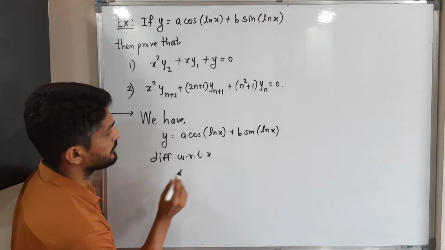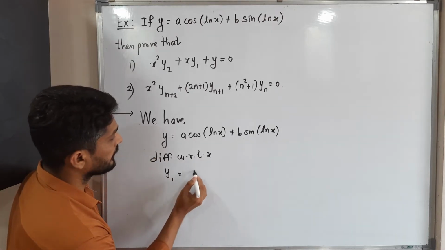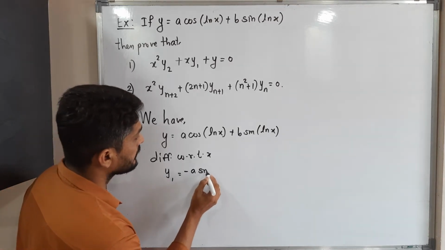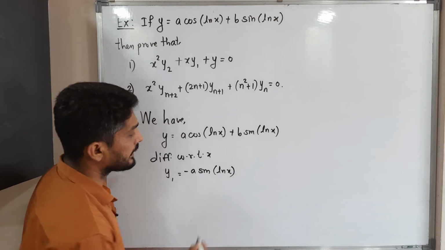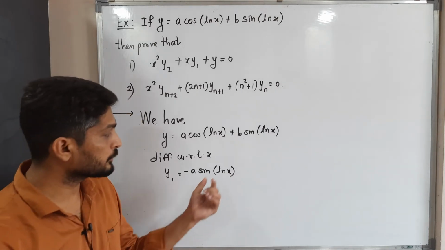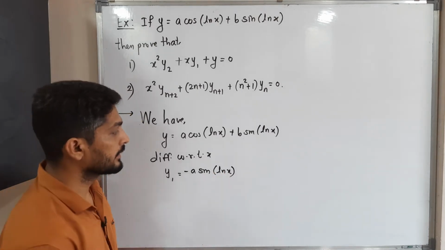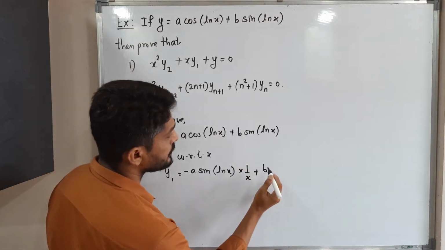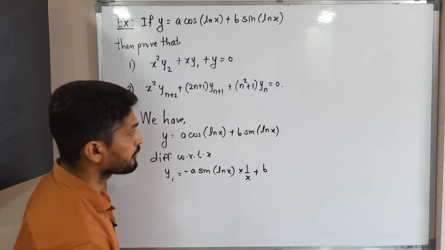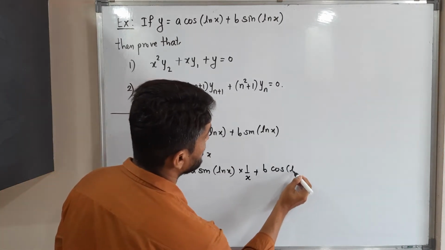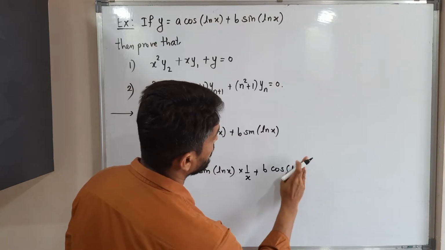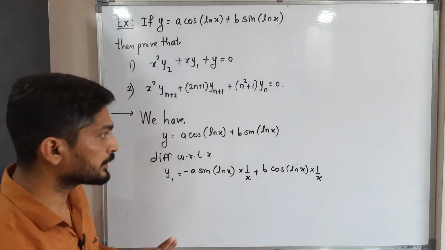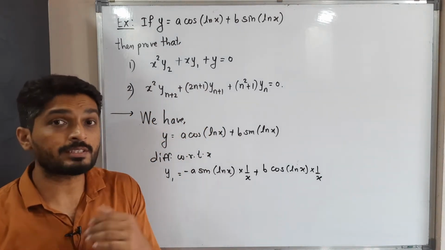with respect to x. So derivative of y is y1, a is constant, derivative of cos is minus sin, so minus sin ln x. But again using chain rule, I should take the derivative of log x, which is 1 by x, right? Plus, let us find its derivative. b is constant, derivative of sine is cos, so I should write here cos ln x, but again derivative of ln x, that means log x, is 1 by x. Okay, so first derivative we have got, so now we have to go for the second derivative.